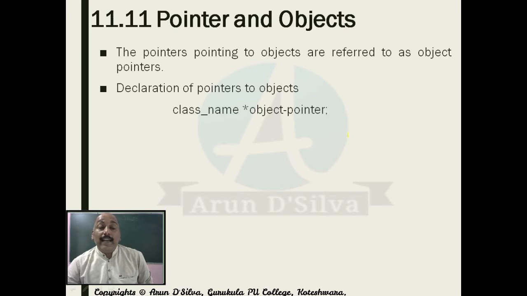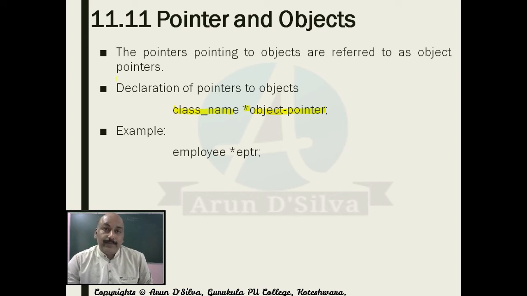How can we declare it? The general syntax: class name, star, and object pointer name. The class name should be there, and then star, then the object pointer name. For example, here: employee star EPTR. EPTR is a pointer to an object of employee class type.